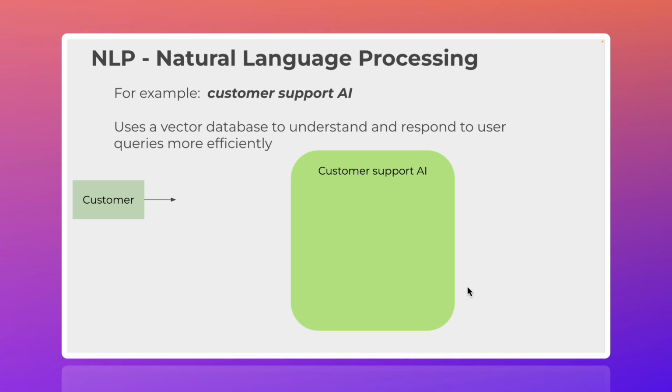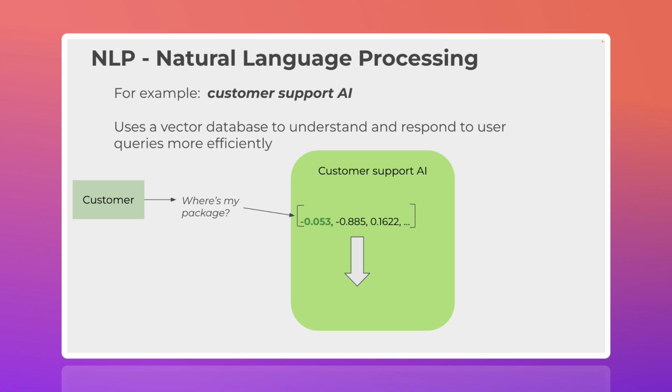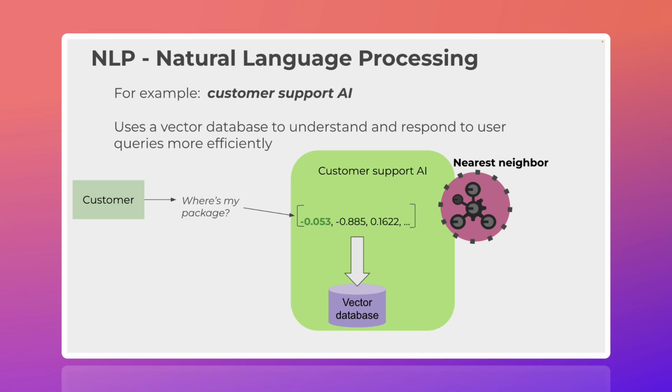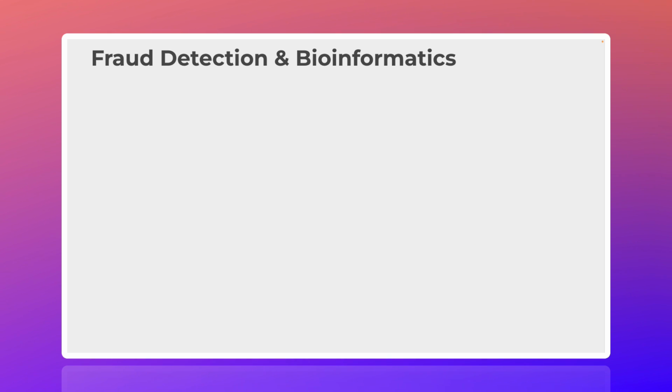The example is very simple. We have this customer support AI, and the customer comes in with a query and asks a question. The AI converts that text into a vector and compares it to a database of previously answered questions stored as vectors. It finds the closest match to bring up the answers, which in this case would improve response accuracy and speed.